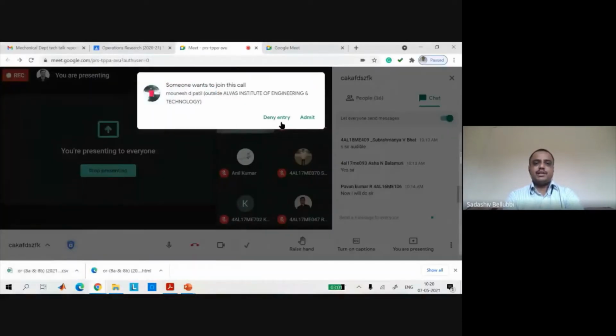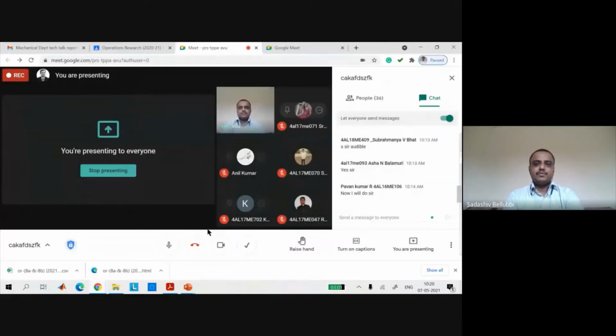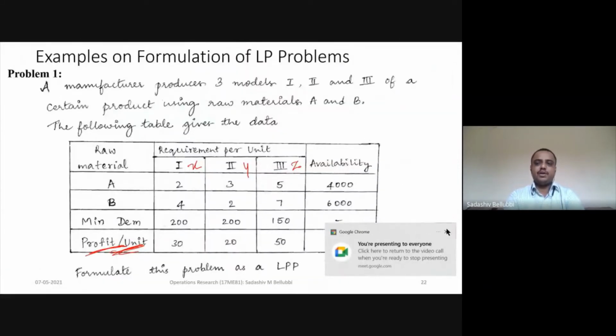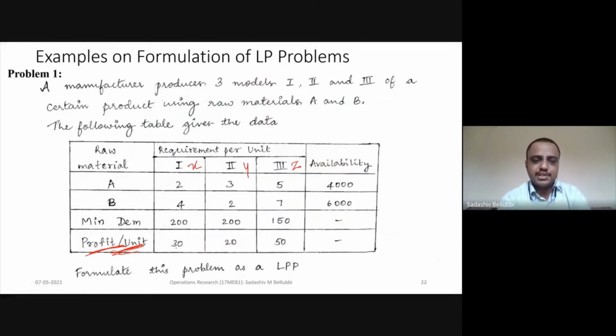Once you take x, y, z, from model number 1, what is the profit we are getting? We are getting a profit of 30 rupees per unit. So it means that if there are x number of units, then we will get a profit of 30x. The same for model 2 is 20y, and for model 3 is 50z.